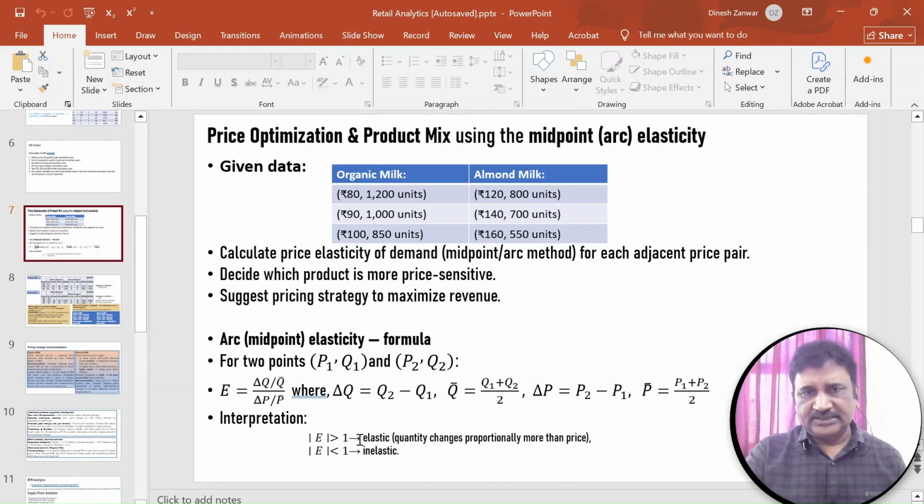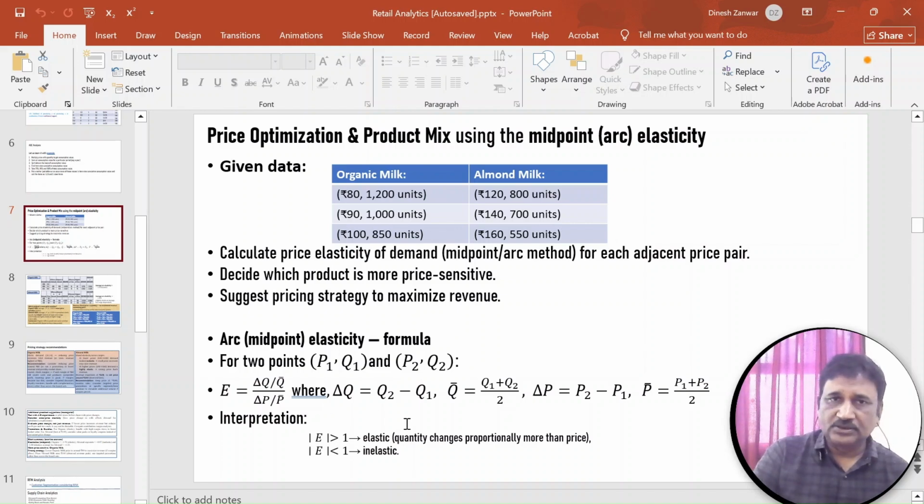If this ratio is greater than 1, that means the demand increases in greater proportion than the reduction in the price or change in the price. So if the absolute value of this ratio is greater than 1, that is to say that the numerator is greater than the denominator, then the demand is considered to be elastic. And if the ratio is less than 1, then the demand is considered to be inelastic, insensitive to the changes in the price, right?